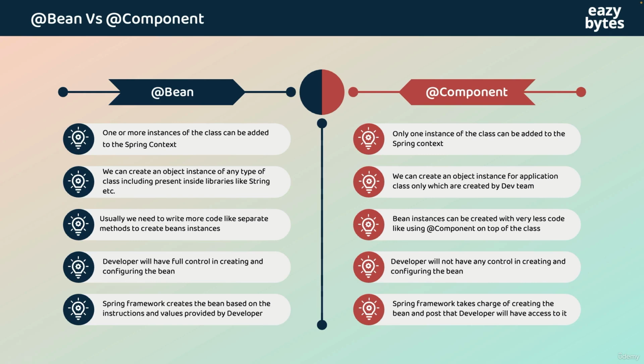I hope you're clear with all these differences. Personally, I'm a big fan of stereotype annotations. I recommend you also use them. In fact, every developer in the industry, they use stereotype annotations only. But sometimes you may have some rare scenarios or peculiar requirements which can be addressed by using bean approach, because it is going to give complete control on how an object needs to be created, on what type of data you want to set inside it.